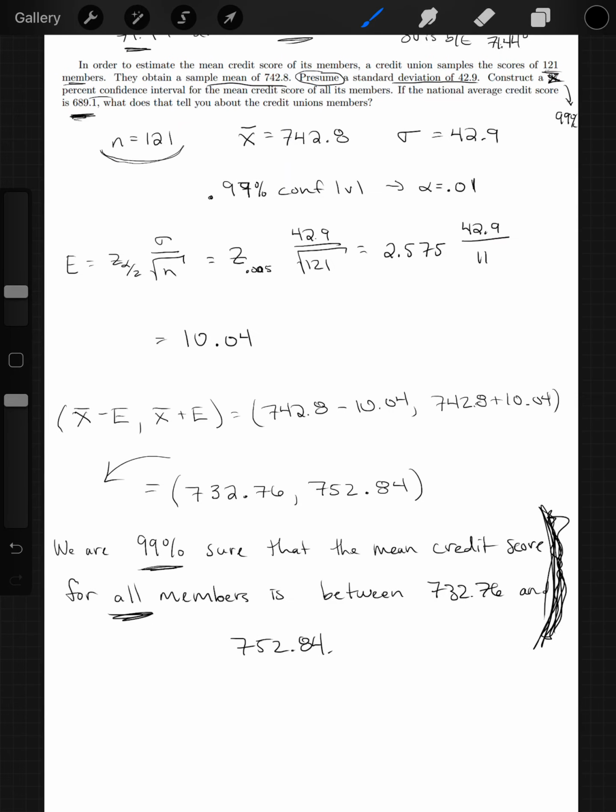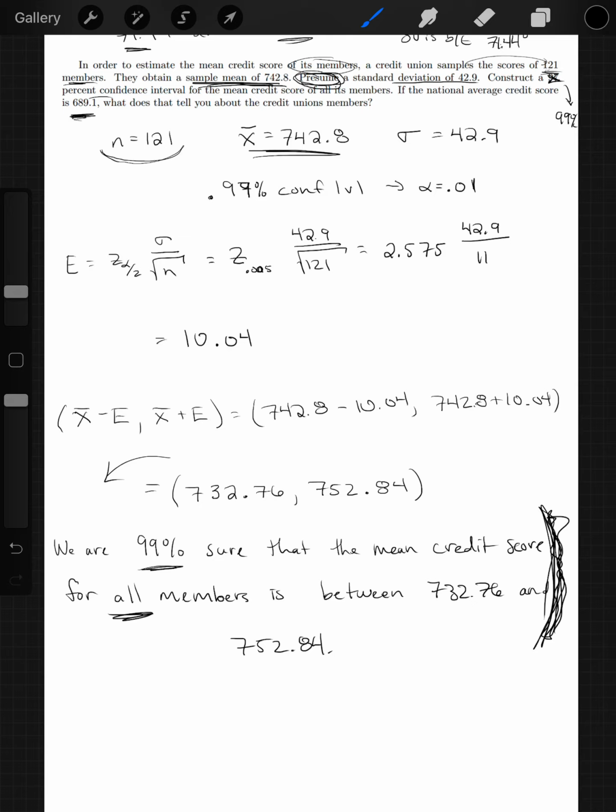So lastly, we were talking about the mean credit score of a credit union. So here, they sampled the scores of 121 members. The members were clearly the population. So the minute it starts talking about how many members it sampled, that's how we know what n is. It flat out tells us that the sample mean is 742.8.